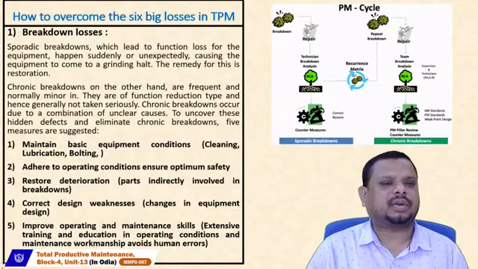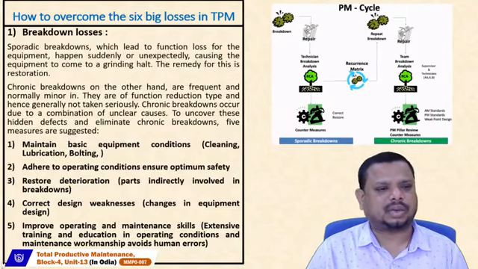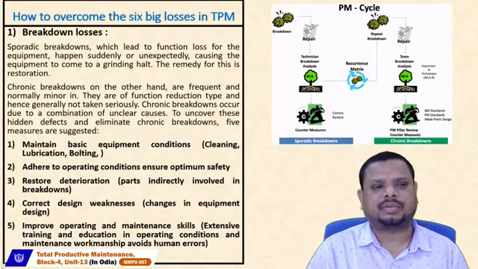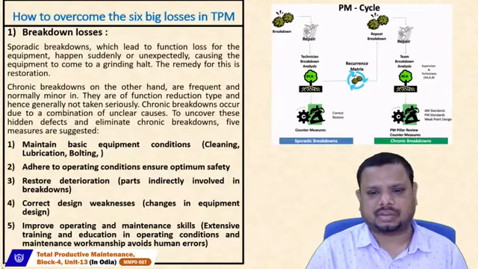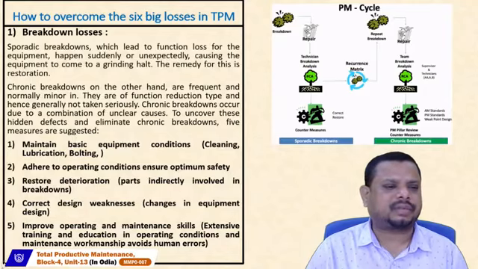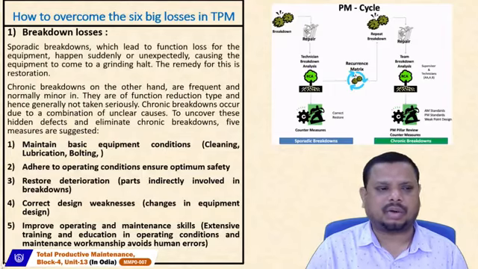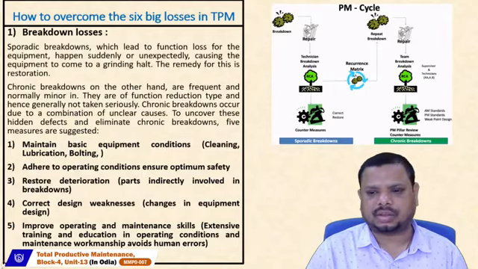So sporadic breakdown, as I told, is unexpected and is caused by unknown factors in equipment and machines. Similarly, the remedy for sporadic breakdowns is that you can directly go for restoration. So in most cases, proactive maintenance strategies are implemented to restore the breakdown losses in the form of sporadic losses.